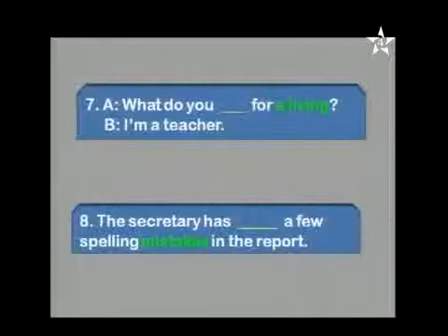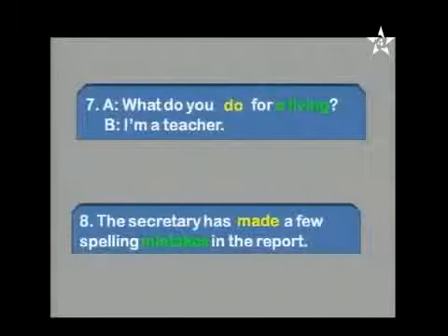Answer, I'm a teacher. Number 8, the secretary has made or has done a few spelling mistakes in the report. So, number 7, what do you do for a living? Of course, I'm a teacher. Number 8, the secretary has made or has done a few spelling mistakes. Of course, has made a few spelling mistakes in the report.